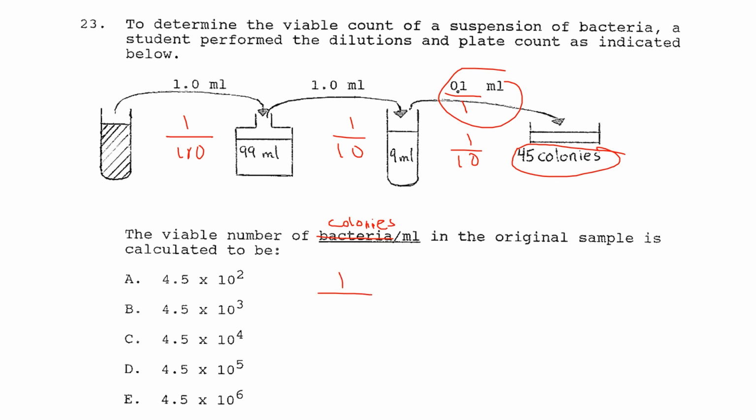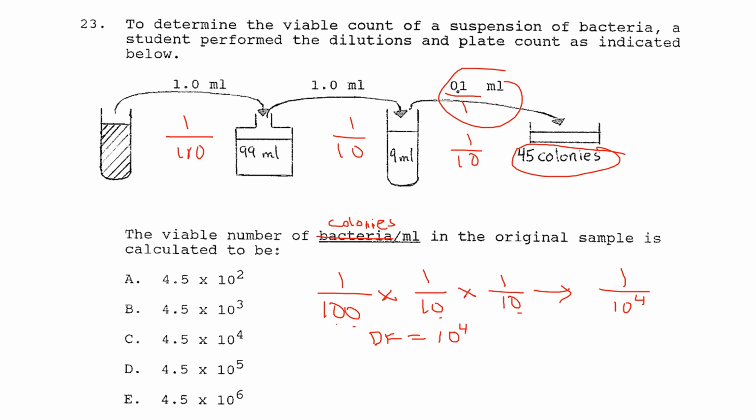So remember, we multiply our dilutions, right? And so we have 1, 2, 3, 4 zeros. So this is 1 times 10 to the fourth, right? Our dilution factor is the inverse of that, so it's 10 to the fourth.